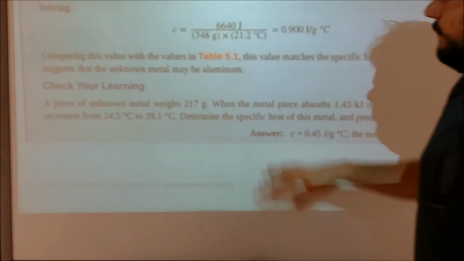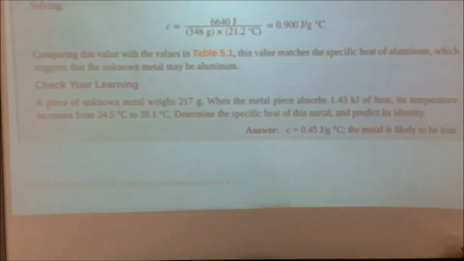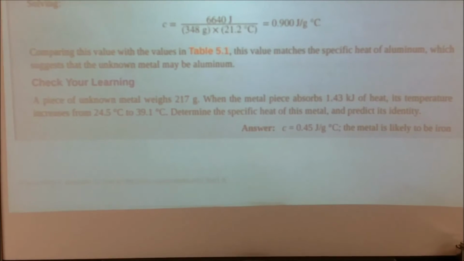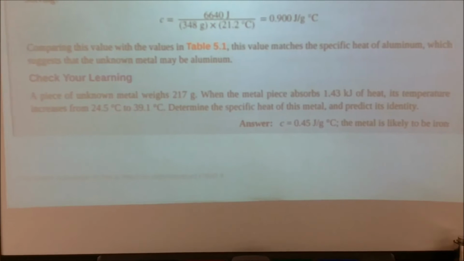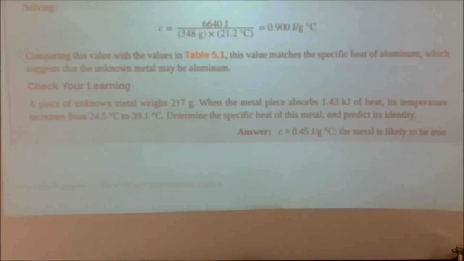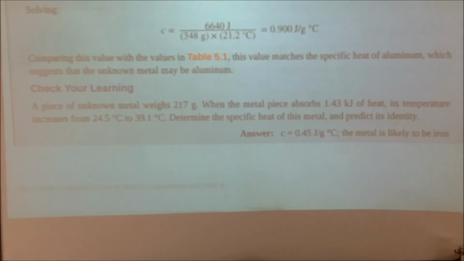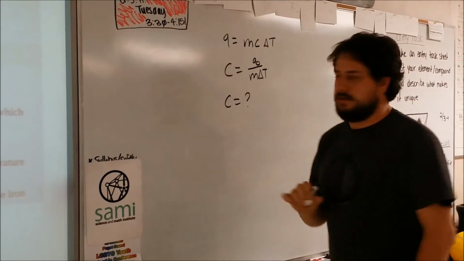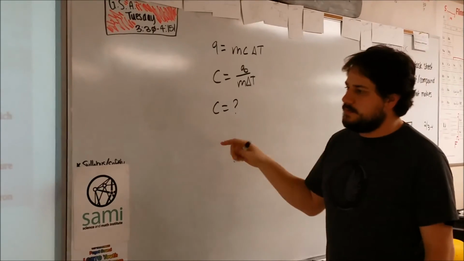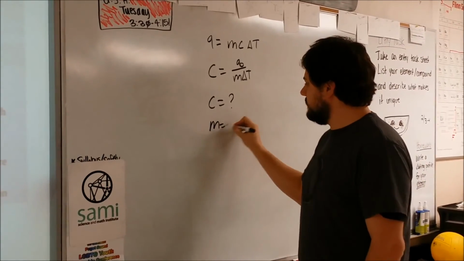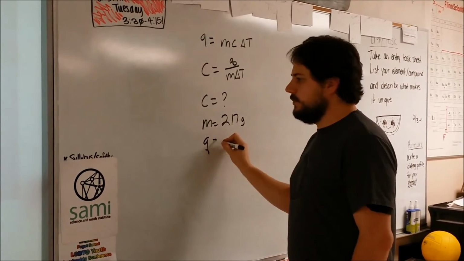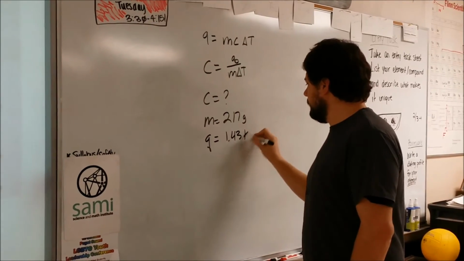Picking up, continuing on, it says a piece of unknown metal weighs 217 grams. When the piece of metal absorbs 1.43 kilojoules of heat, its temperature increases from 24.5 to 39.1 degrees Celsius. Determine the specific heat of this metal and predict its identity. So, in this case, we are going to be looking for C. C is an unknown amount, and we have the rest of the information. The mass is 217 grams. We have a Q, which in this case is 1.43 kilojoules.